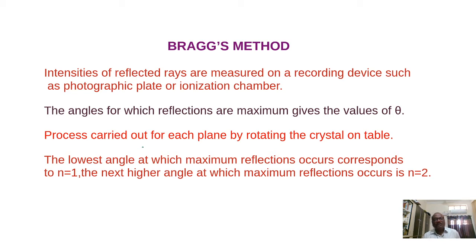The next point is that the lowest angle at which maximum reflection occurs corresponds to n is equal to 1, and the next higher angle at which maximum reflection occurs is n is equal to 2. Like that, we can identify the first order or second order diffractions in Bragg's method. This is about the Bragg's method.